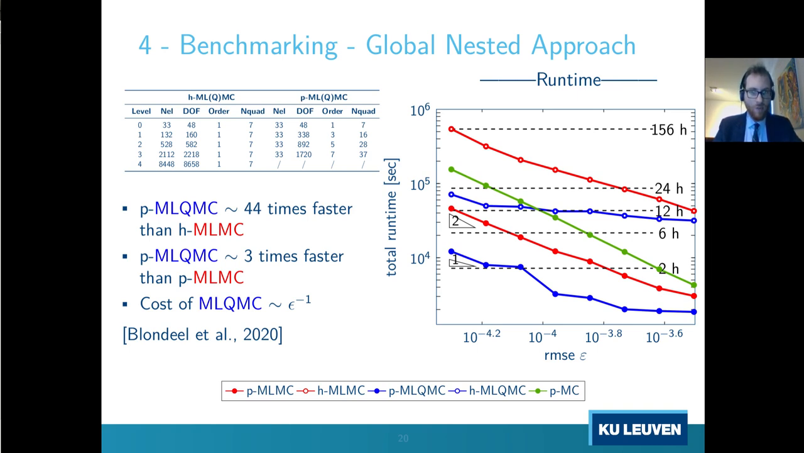So you have a speed up of a factor of 44 in favor of our p-refined multi-level Quasi-Monte Carlo. If you compare our method with p-multilevel Monte Carlo, you see that p-multilevel Quasi-Monte Carlo outperforms p-MLMC by a factor 3 because of the QMC sample points. So our method is a factor 44 faster than standard multi-level Monte Carlo.